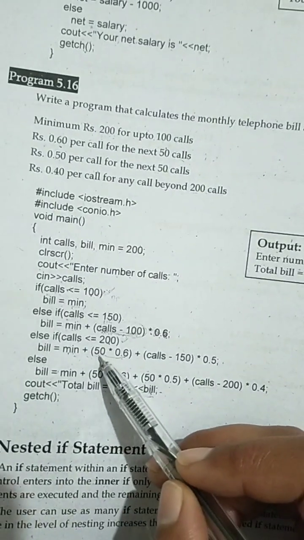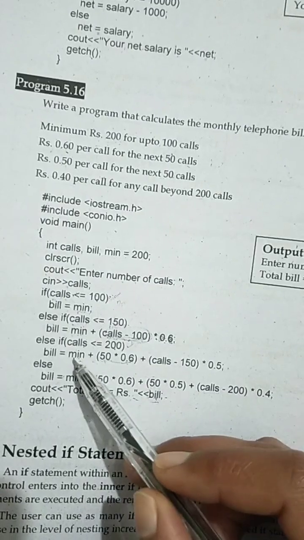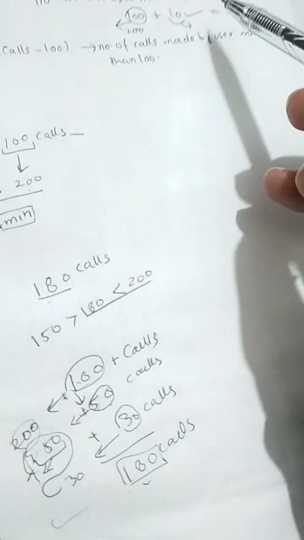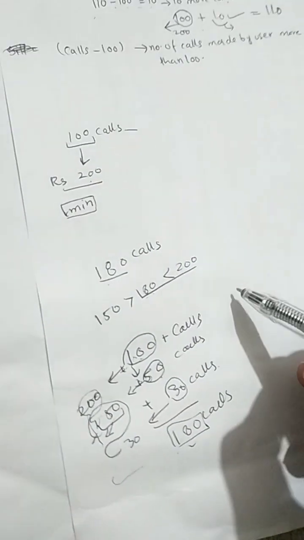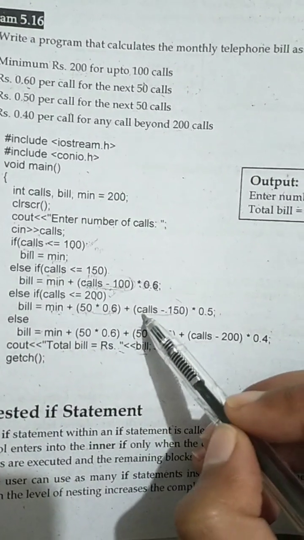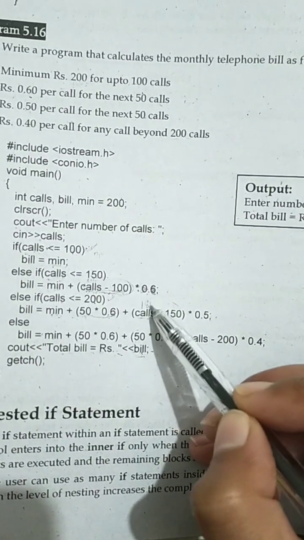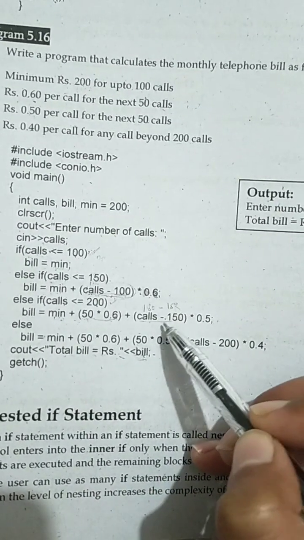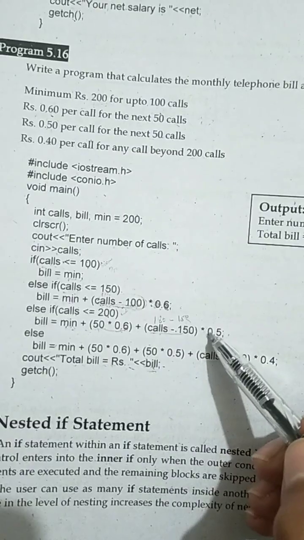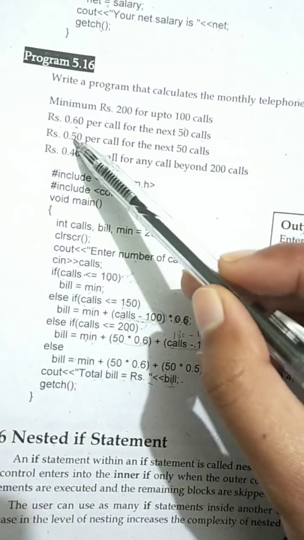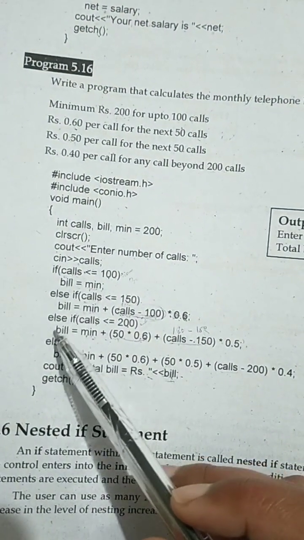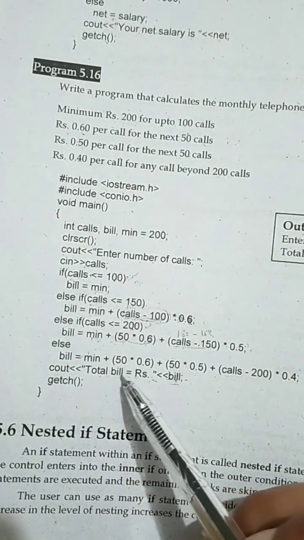So 50 calls multiplied by 0.6 are added to this, plus this value will again tell how many more calls are made than 150. For example, 180 minus 150, that's 30. So 30 into 0.5 will be calculated and stored in the variable bill, and using the cout statement, the total bill will be displayed.